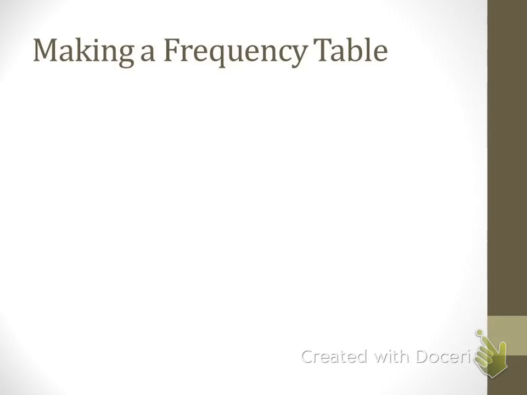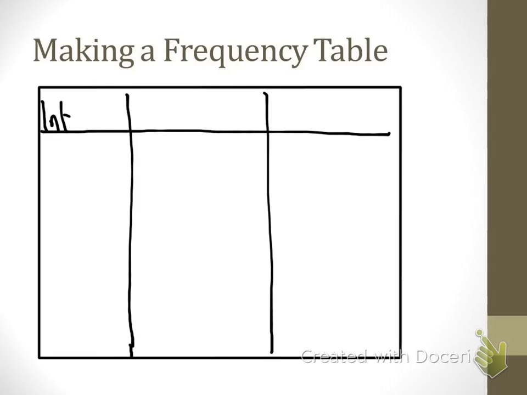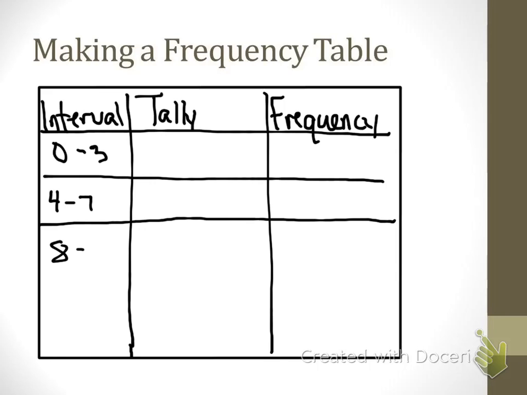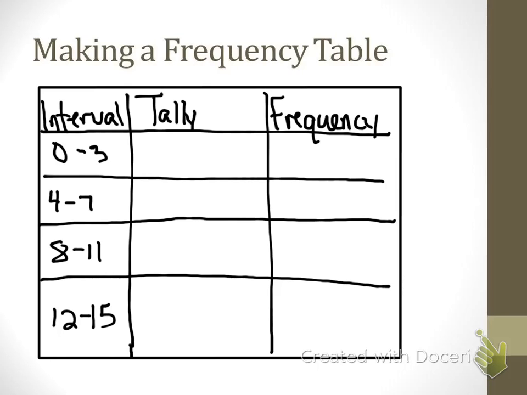So the first thing I want to do is set up my frequency table. Okay, I want to set up my frequency table into 3 columns: interval, tally, and frequency. Now with a frequency table, I will always give you the interval. So the interval is not something that you're going to have to figure out on your own. All right, I'm going to go ahead and pause the recording so you guys can copy down the frequency table.